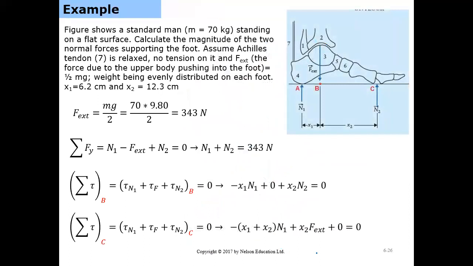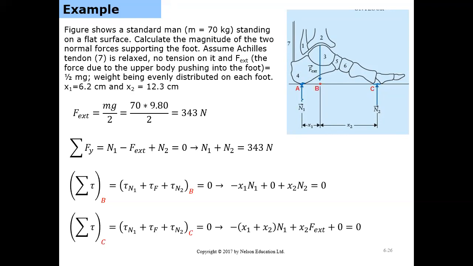So now we have a question from physiology. We have a foot of a man. You call standard man, meaning the standard man has a standard weight and mass and so on. So the mass is 70 kilograms, standing on a flat surface. Calculate the magnitude of the 2 normal forces supporting the foot. So it is touching the floor in 2 places. Okay, we approximately say at this point A and this point C.